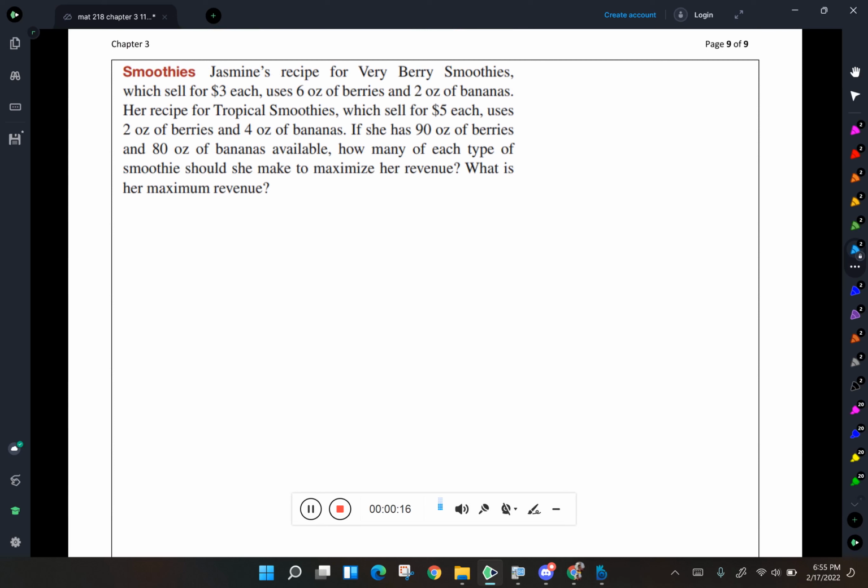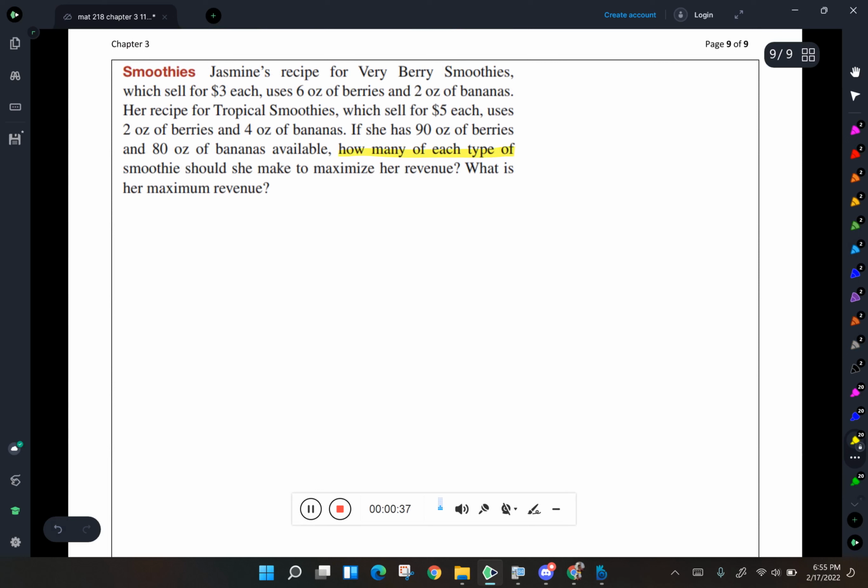Jasmine's recipe for very berry smoothies, which sell for $3 each, uses 6 ounces of berries and 2 ounces of bananas. Her recipe for tropical smoothies, which sell for $5 each, uses 2 ounces of berries and 4 ounces of bananas. If she has 90 ounces of berries and 80 ounces of bananas available, how many of each type of smoothie should she make to maximize her revenue? What is the maximum revenue?